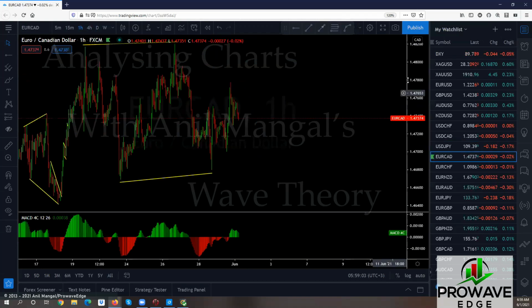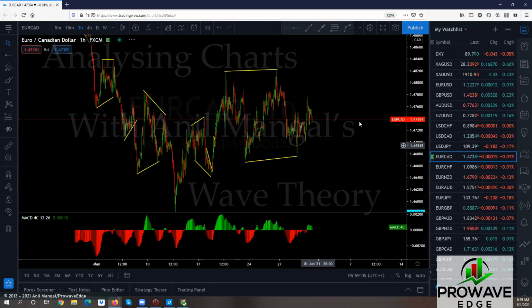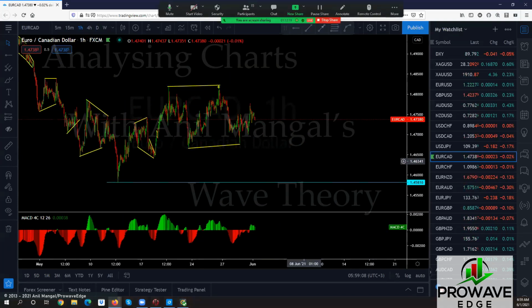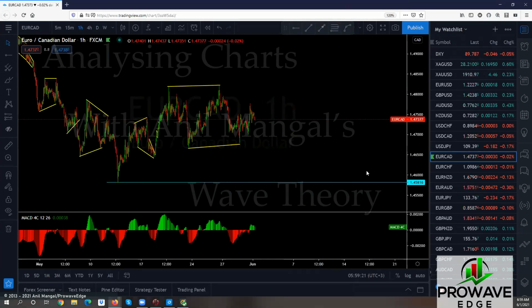EuroCAD. EuroCAD has a nice pattern there, so there's a probability that we can break this top. Maybe look for a flag here and look for that trade up. Let's see if we get it. Some kind of consolidation trade up, because this looks like a perfect flat pattern. Let's see if we get that trade up. That would be a buy setup.